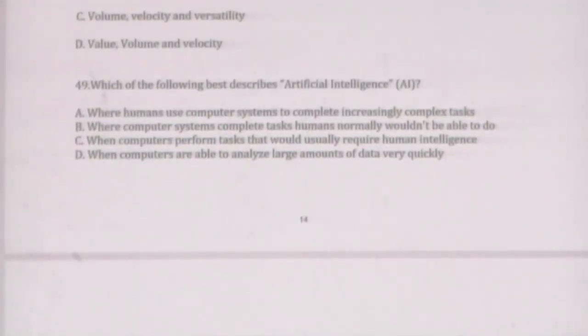Then AI. What is the best explanation for AI? Humans use computer systems to complete increasingly complex tasks. Computer systems complete tasks humans normally would not be able to do. Computers perform tasks that would usually require human intelligence. You remember that we discussed human intelligence, computer is going to do. So, C is a better answer. When computers are used to analyze, that is analytics. So, C is the answer.